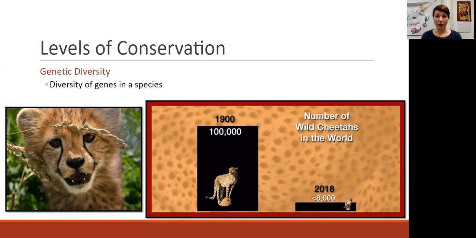So the cheetahs are kind of a classic example of looking at genetic diversity, where we see an incredibly low number of cheetahs left in the wild. And what we do have left, they're also genetically rather similar. So this leaves a population incredibly vulnerable to disease and even environmental conditions changing. If you don't have traits out there that could potentially be robust against these things, you're going to end up with an extinct species.